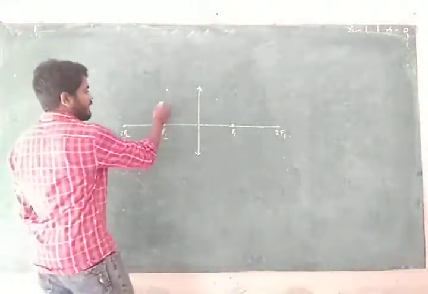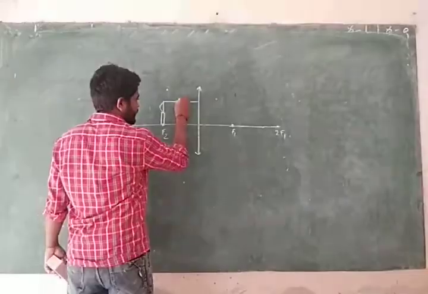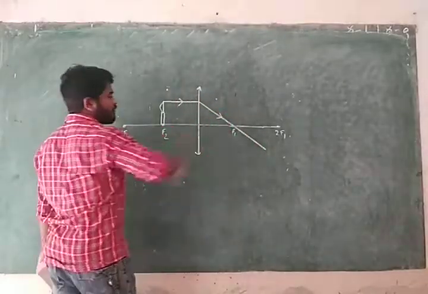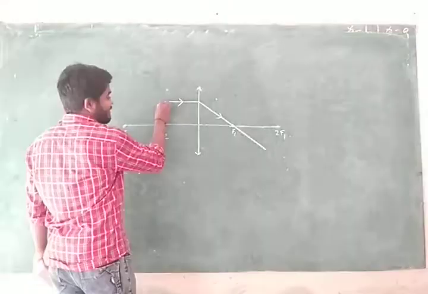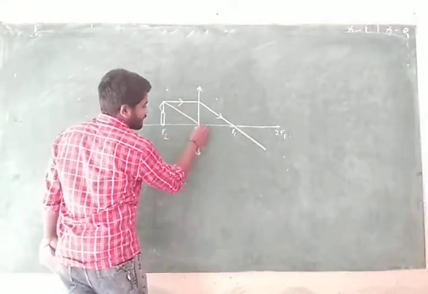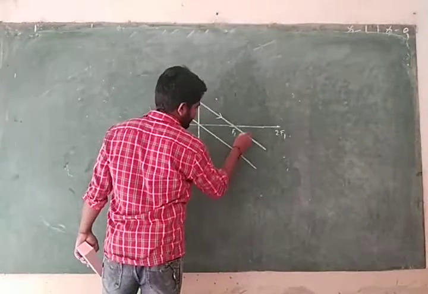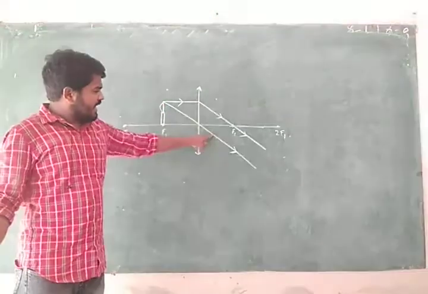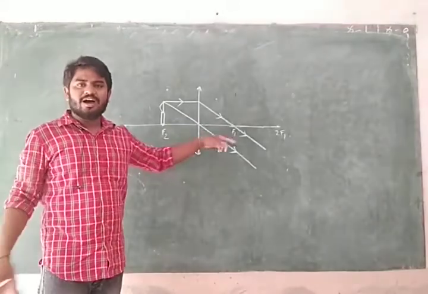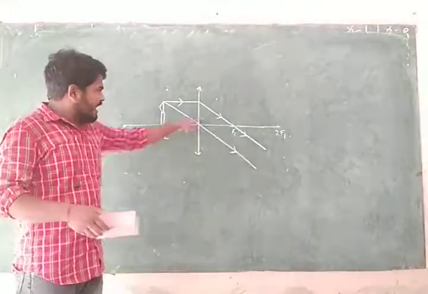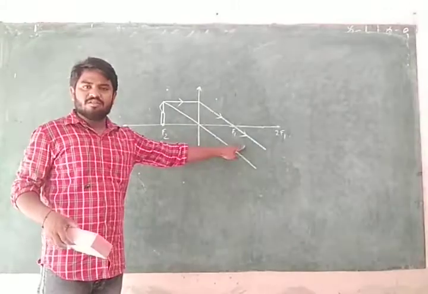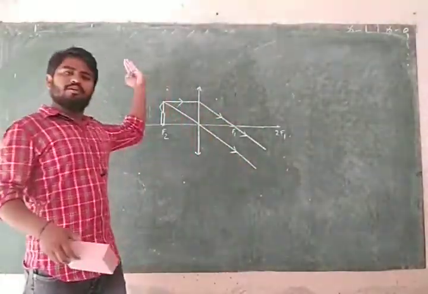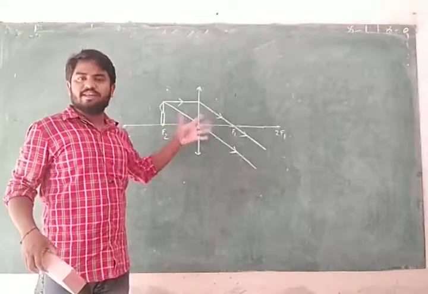Now a light ray passes parallel to the principal axis. What will happen? It passes through the focal point. And the second light ray passes through the optic center. It never deviates. Let's observe. Do they meet anywhere after refraction? No. However long you extend, forward or backward, they are not meeting anywhere.